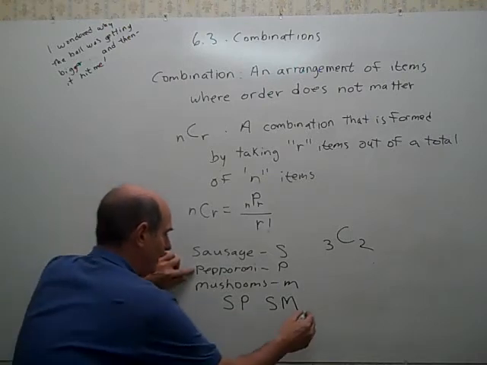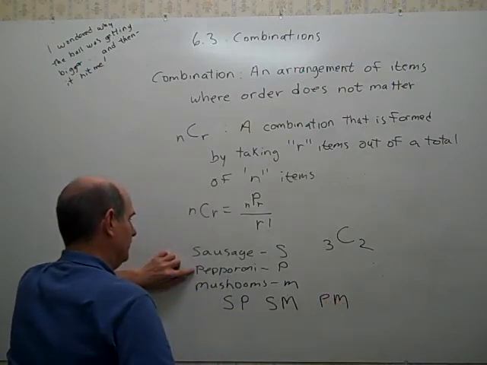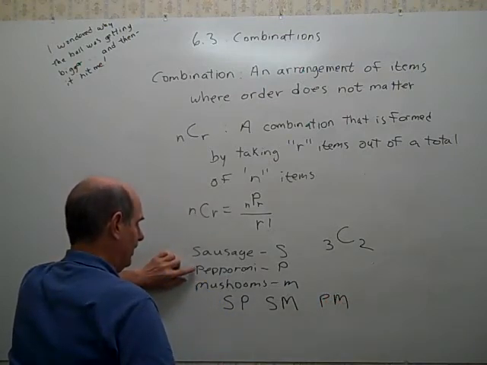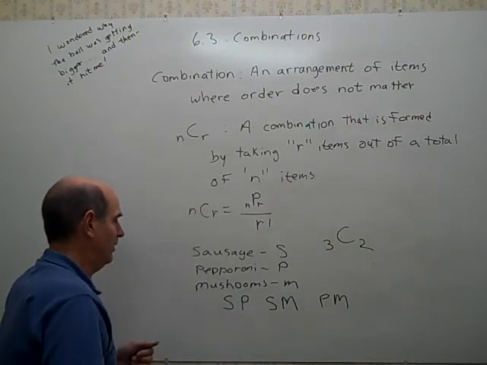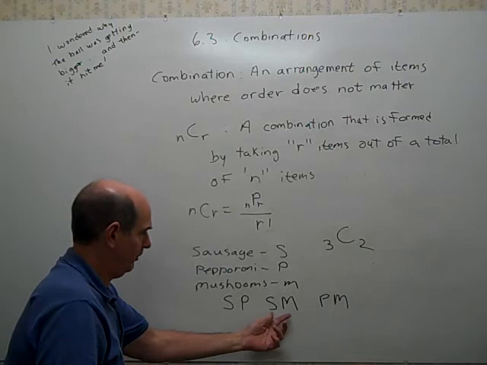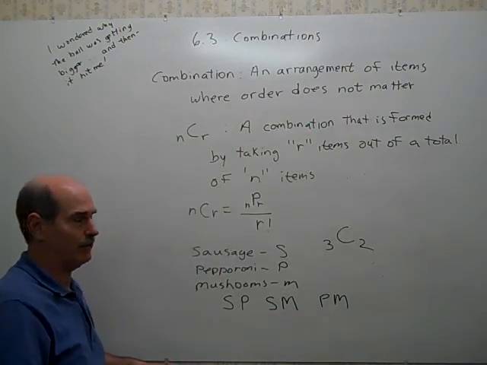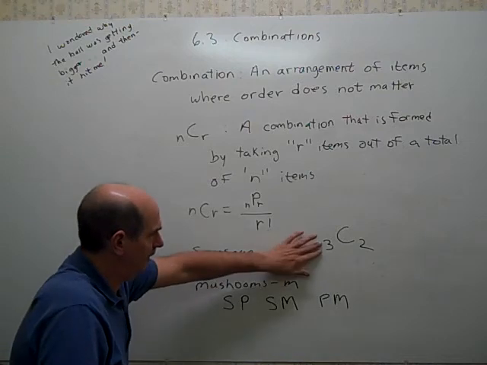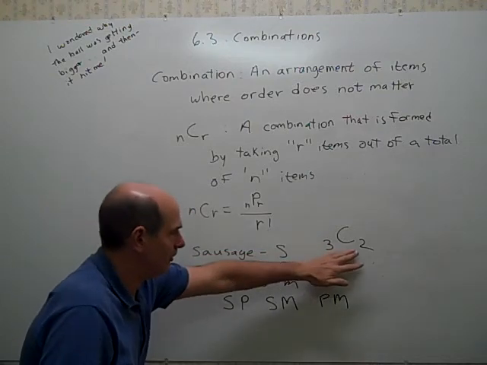If we pick pepperoni, we can pair it with mushrooms, and we've already got the pepperoni paired with sausage, so we don't want to count that twice. If we pick mushrooms, we can pair it with sausage or pepperoni. So that's it. There are 3 combinations when you have a total of 3 things that you're picking 2 at a time. So you know the answer to this is 3.